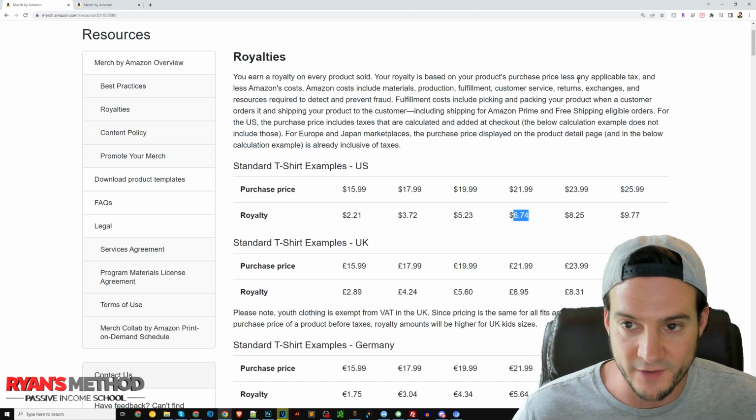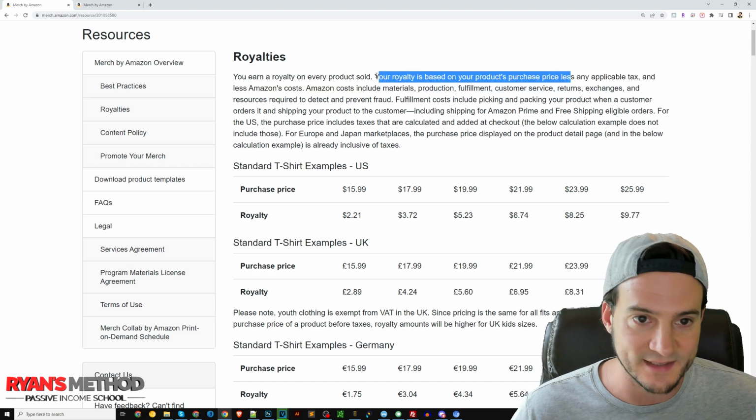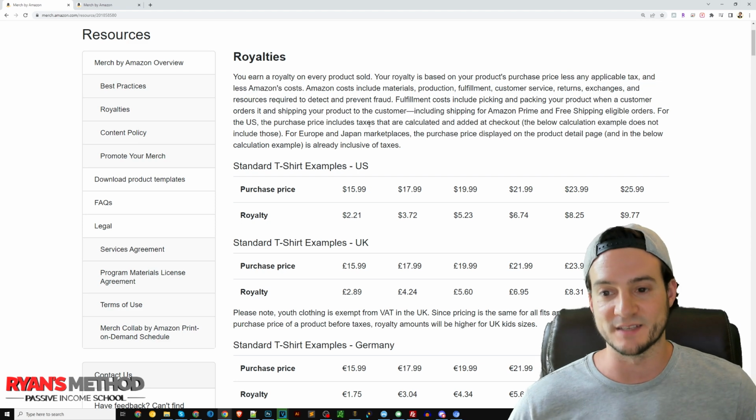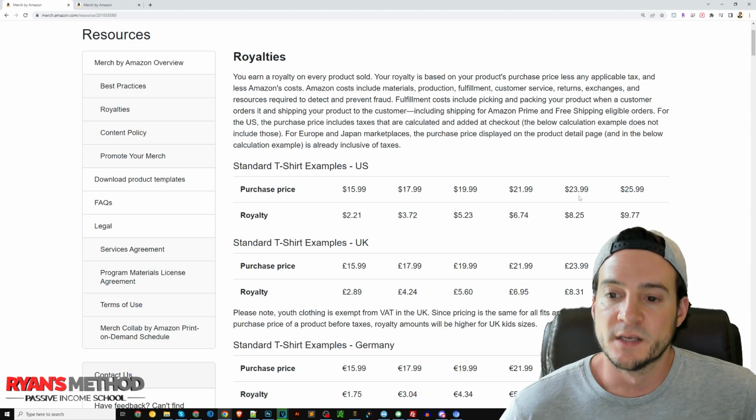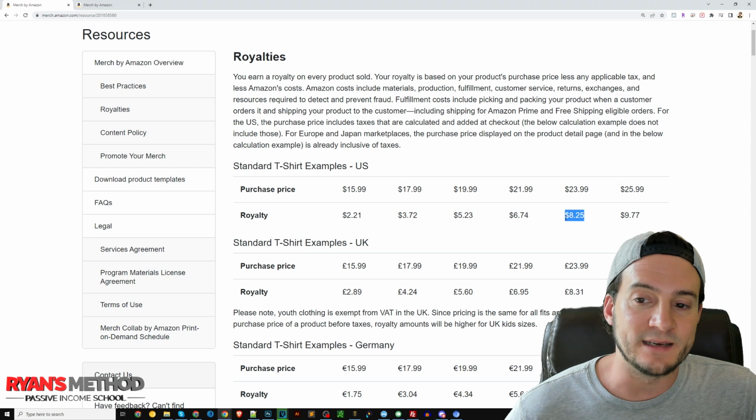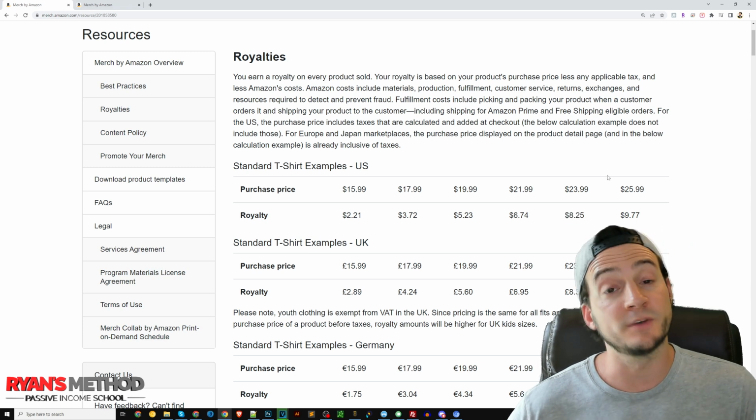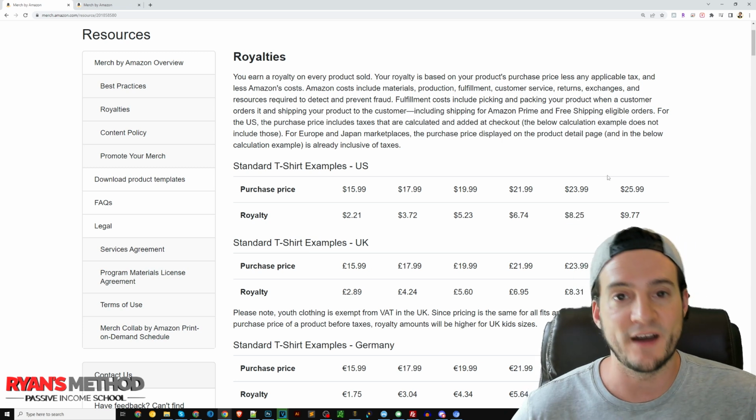which is why it was funny they forgot to mention that when they said, you know, less the applicable tax and Amazon's costs. They forgot to mention, oh yeah, plus our cut. At $23.99, you would make $8.25, and the most I've ever charged for a standard t-shirt is $25 flat.